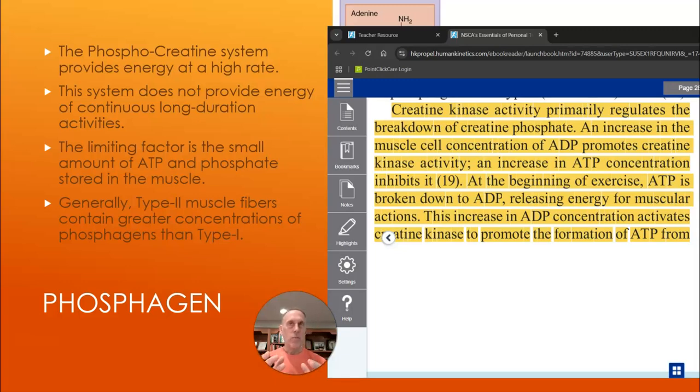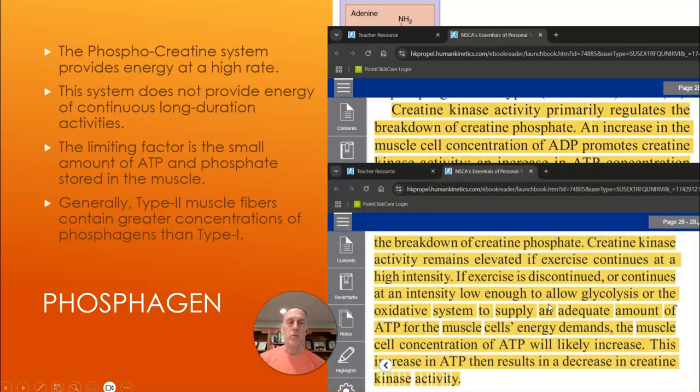So it's this kind of, I always describe it as like the phone that calls the ATP factory. Hey, we need more ATP or we need more phosphate. That's kind of the phone line, if you will, to the factory. So at the beginning of any exercise, ATP is broken down into ADP and it releases energy for muscular actions. We know this. And the increase in ADP concentration activates the creatine kinase. That's the phone call that goes to the factory to say, hey, make more phosphates so we can create more ATP. That's the mechanism, right?